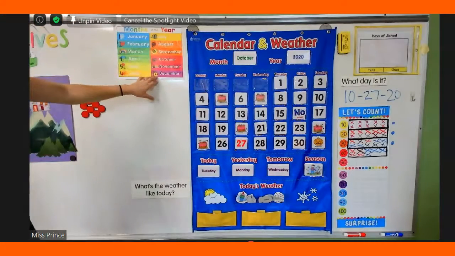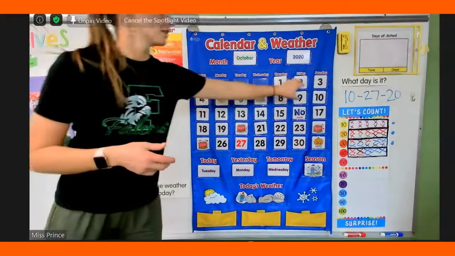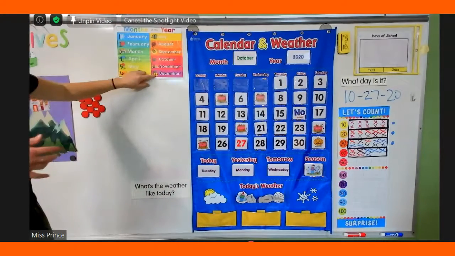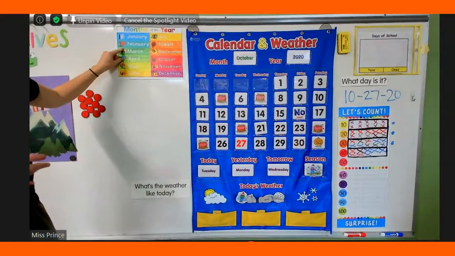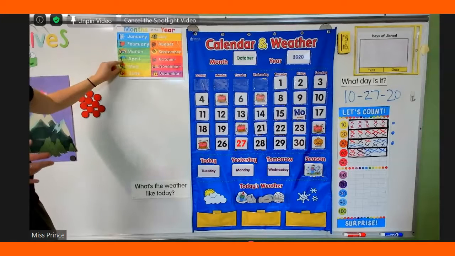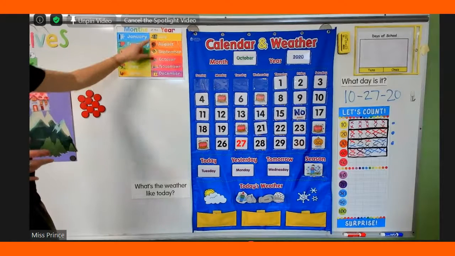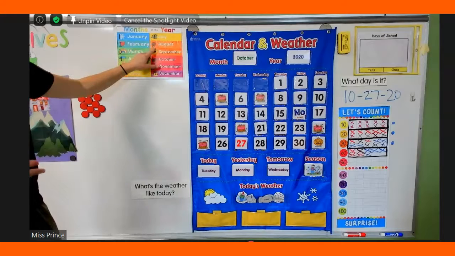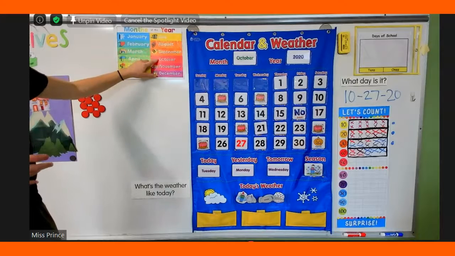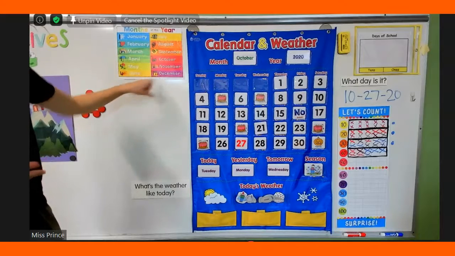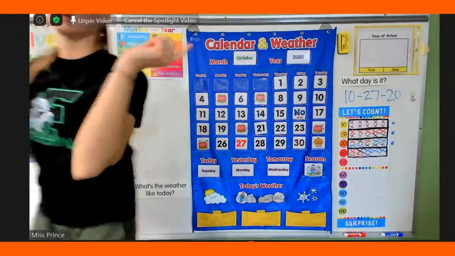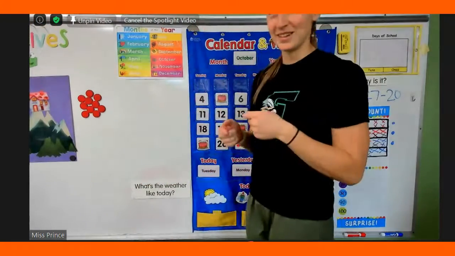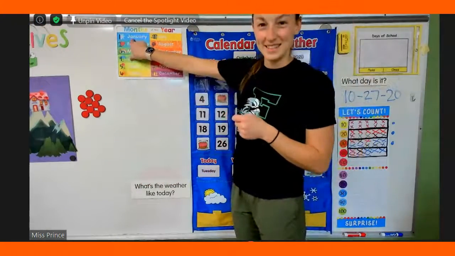We have 12 months, 7 days a week. Here we go. January, February, March, and April, May, June, July, and August, September, October, November, December. Those are the months of the year, and we all turn around.